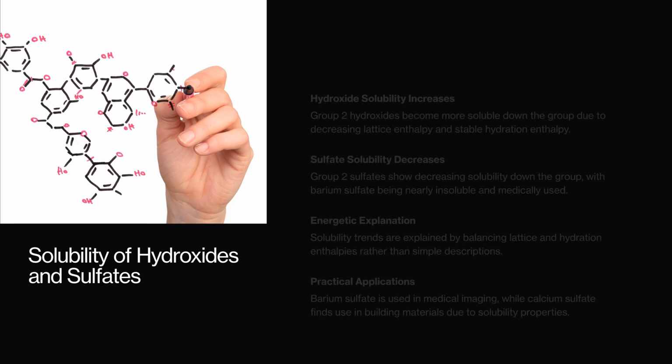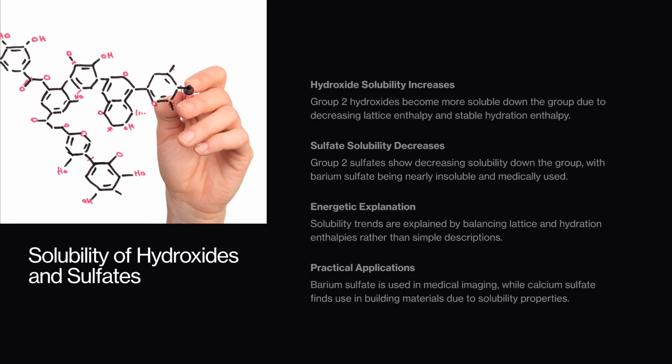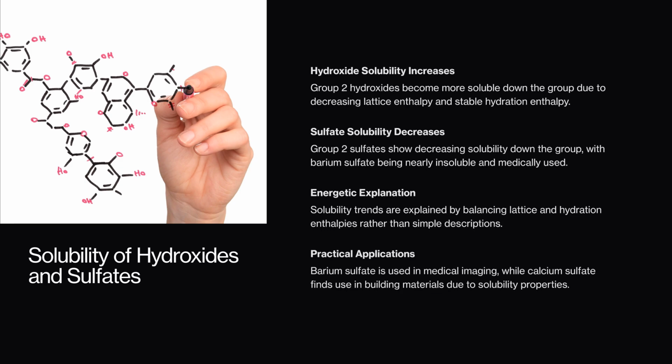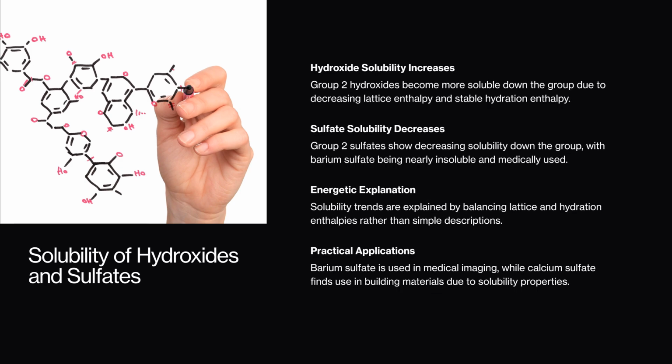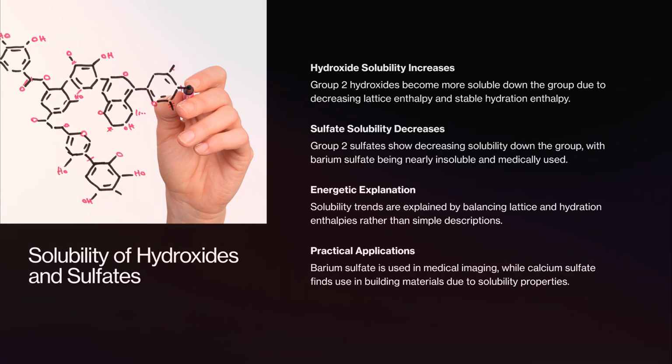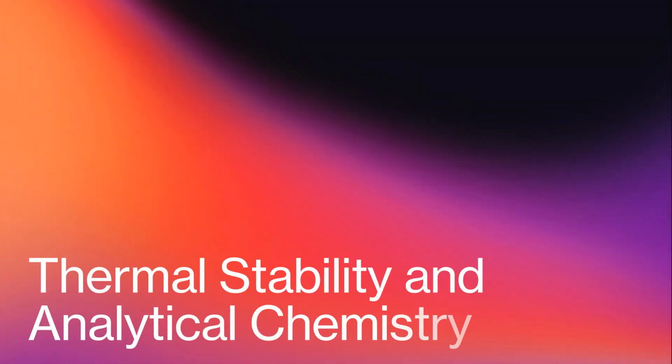Solubility of hydroxides and sulfates. The solubility of Group 2 hydroxides increases down the group. Magnesium hydroxide is only sparingly soluble, while barium hydroxide is much more soluble. This trend can be explained by considering the balance between lattice enthalpy and hydration enthalpy. As the metal ion becomes larger down the group, lattice enthalpy decreases more significantly than hydration enthalpy, favoring dissolution. In contrast, the solubility of Group 2 sulfates decreases down the group. Magnesium sulfate is soluble, whereas barium sulfate is virtually insoluble and is used medically in barium meals. Thermal decomposition and flame tests.